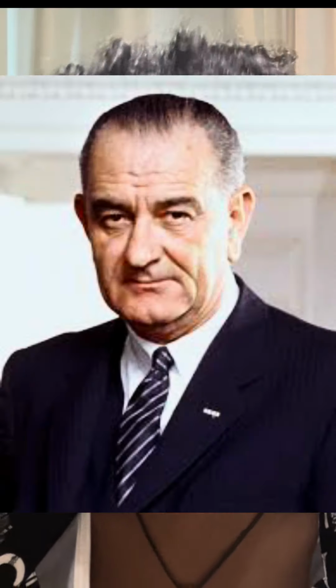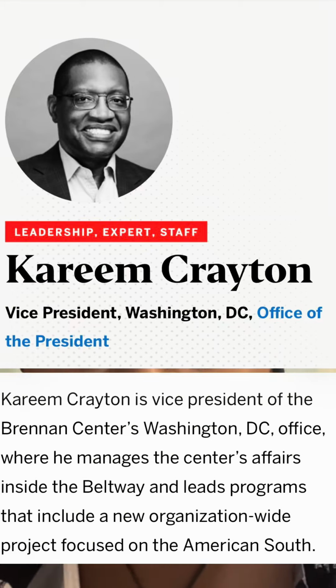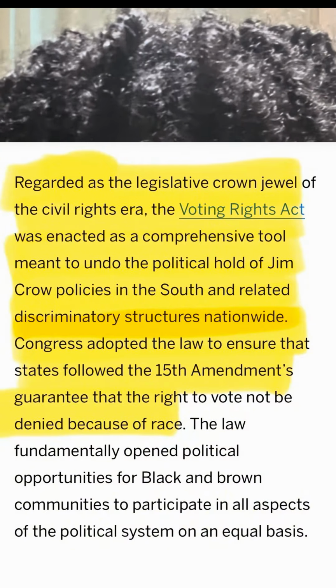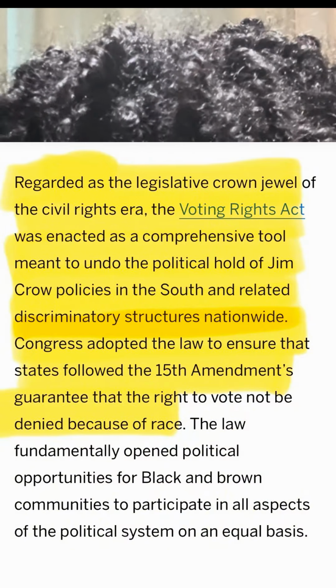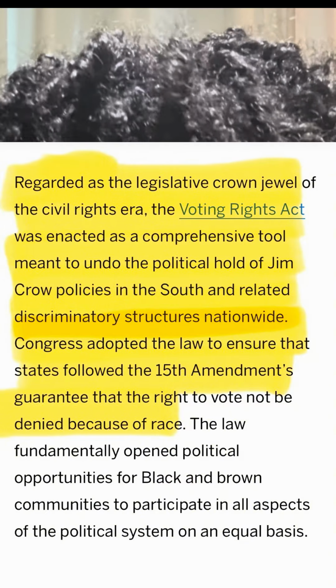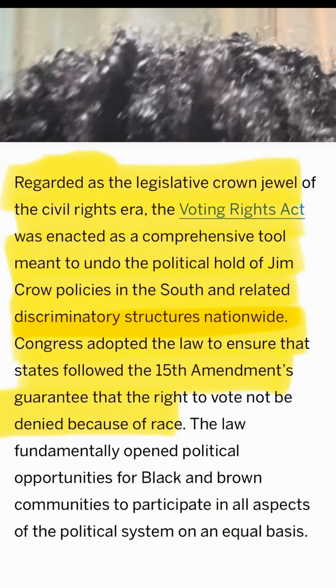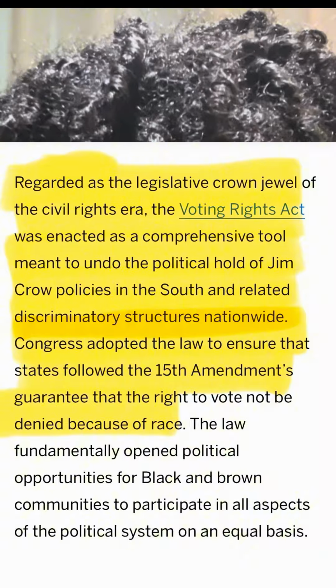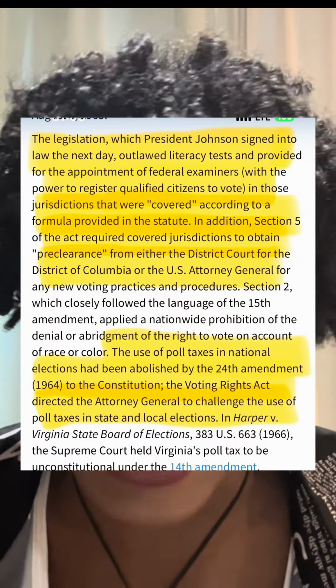One such person saw it and was so horrified by that action that he called for legislation on comprehensive voting rights. That was the then-president, Lyndon B. Johnson. According to Kareem Creighton, the law was enacted as a comprehensive tool meant to undo the political hold of Jim Crow policies in the South and related structures nationwide. Congress adopted the law to ensure states follow the 15th Amendment's guarantee that the right to vote not be denied because of race. This meant the removal of literacy tests, poll taxes, and of course, random beatings that released state troopers on protesters for no reason.